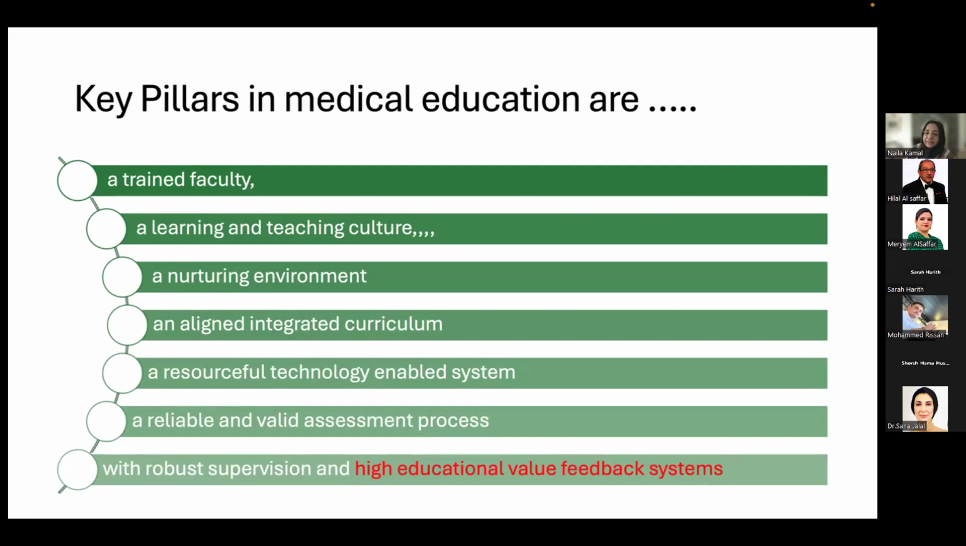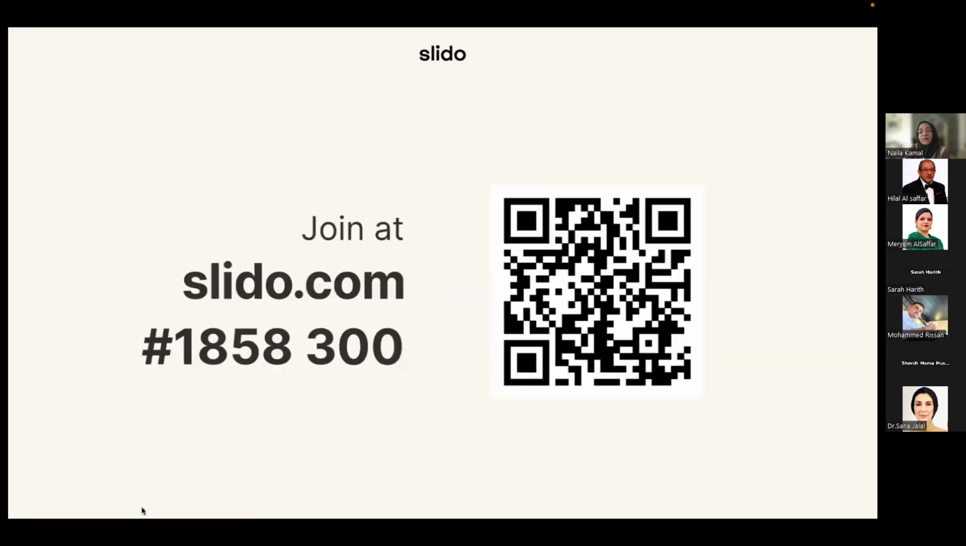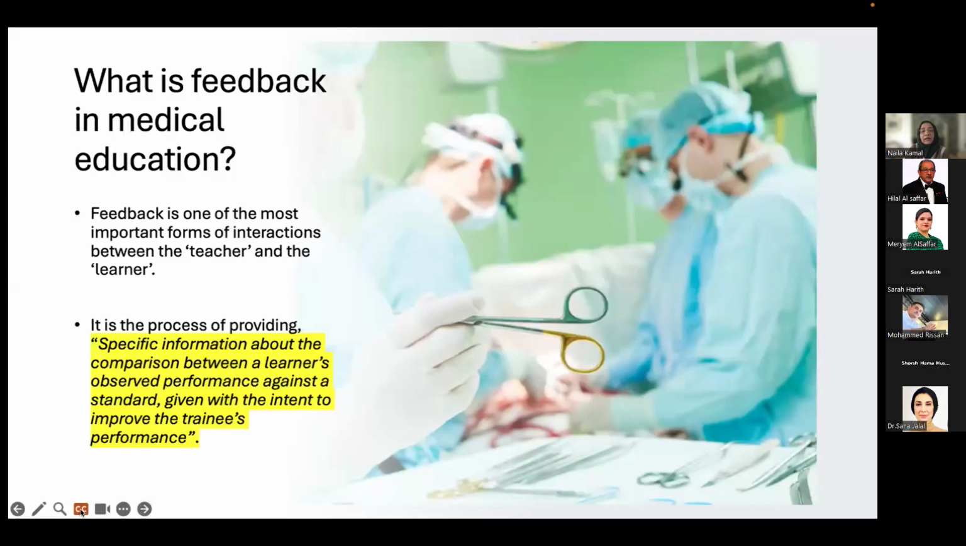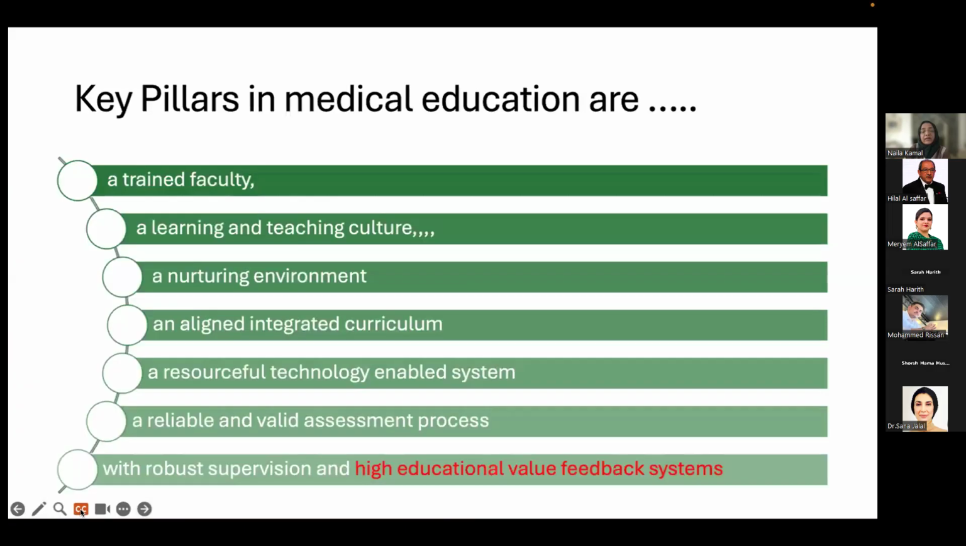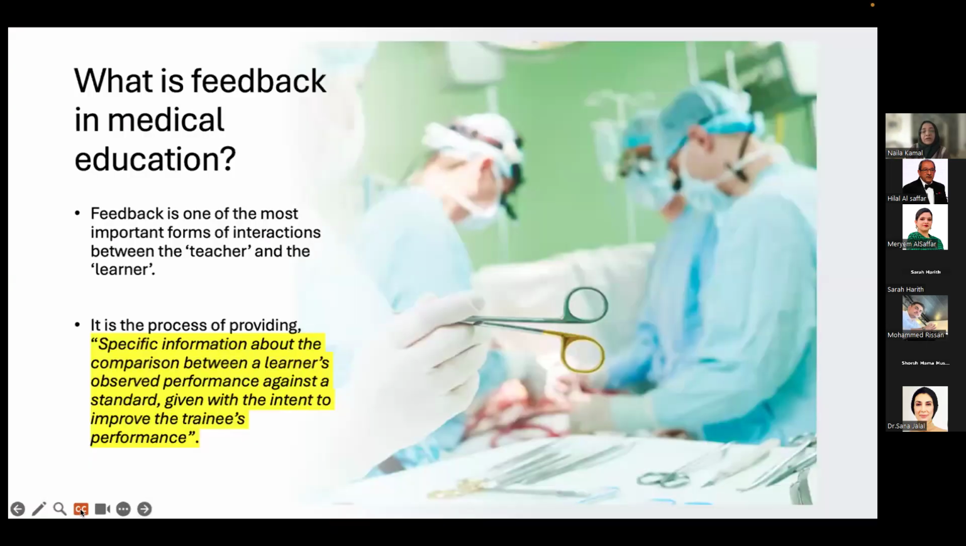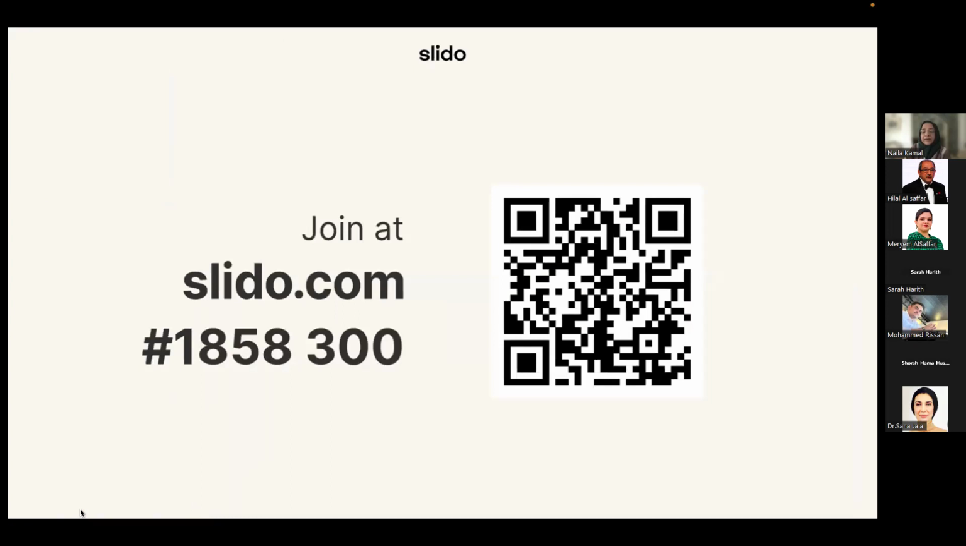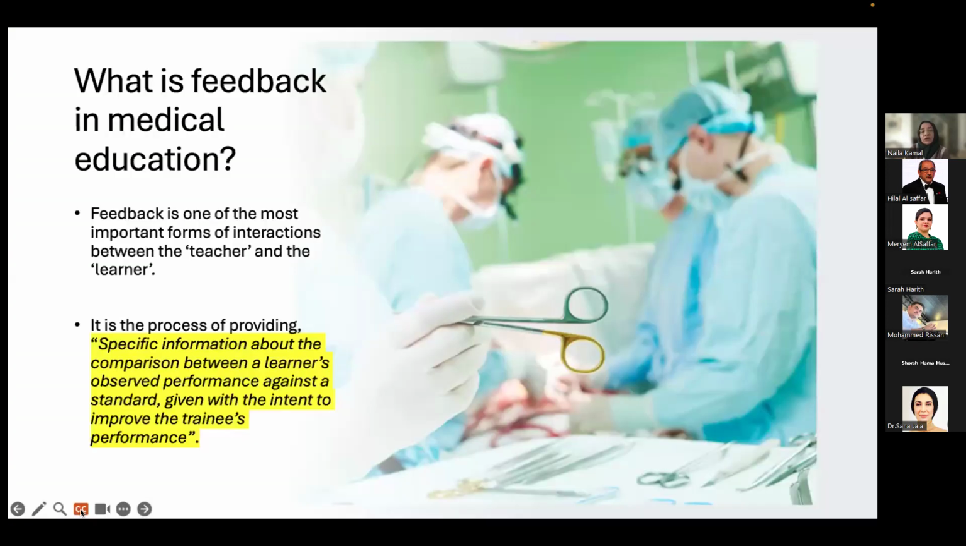Resourceful technology enabled system, reliable and valid assessment process. They're not just assessment processes, but they need to be reliable and valid through very robust parameters, and supervision and a high educational value feedback system. I have one more slide here, sorry, going back, which is, if I can get to it. Okay, it's not coming, but anyway, we'll come to it, where I wanted to ask you, what are the systems that are present in your current day-to-day roles as an educator?